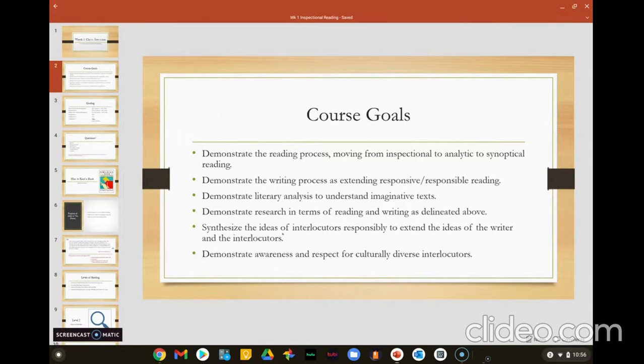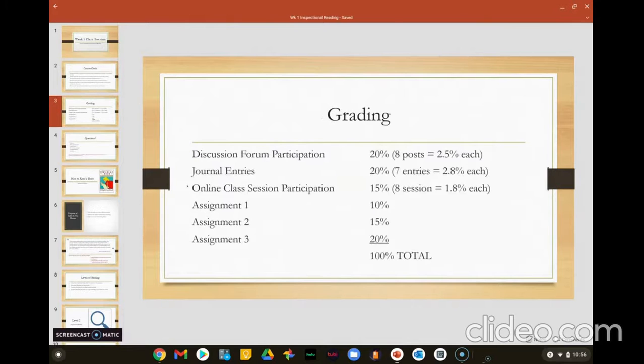And when we write interlocutors, that just means sources, essentially. All right, demonstrate awareness and respect for culturally diverse sources and audiences, and we will be doing that throughout the course.